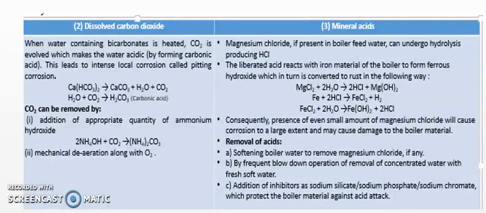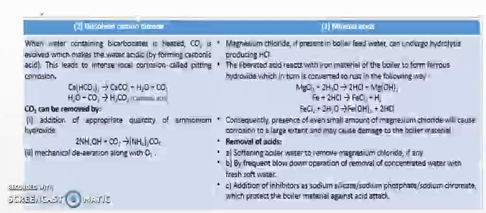Now the third cause of boiler corrosion is acids from dissolved salts. Water containing dissolved magnesium salts liberates acids on hydrolysis. The liberated acid reacts with iron material of the boiler to form ferrous hydroxide, which in turn is converted into rust in the following way.